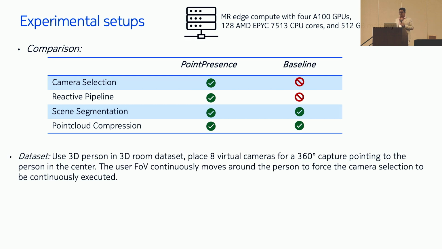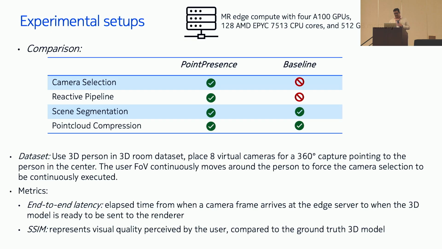And the data set we use is the open data set with a 3D person in a 3D room, and we place 8 virtual cameras to form a 360-degree capture. And the user field of view continuously moves around the person, right, to force the camera selection to be continuously executed, creating a challenging scenario for our pipeline.